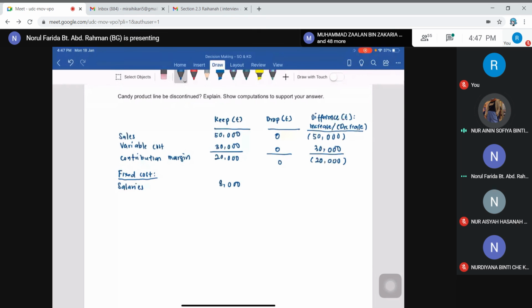Department tu macam dah di drop kan, so macam tak ada employee dah dekat situ. Okay, so salaries itu you don't have to pay lah. Because the salary dia represent salary untuk department itu. Pekerja yang bekerja department candy itu. Andai kata di candy itu kita dah tak buat, that means kita akan discharge lah all the workers. So that means you don't have to pay for salary. So if we drop, tak ada lah salary yang you bayar. So you have a difference of 8,000.